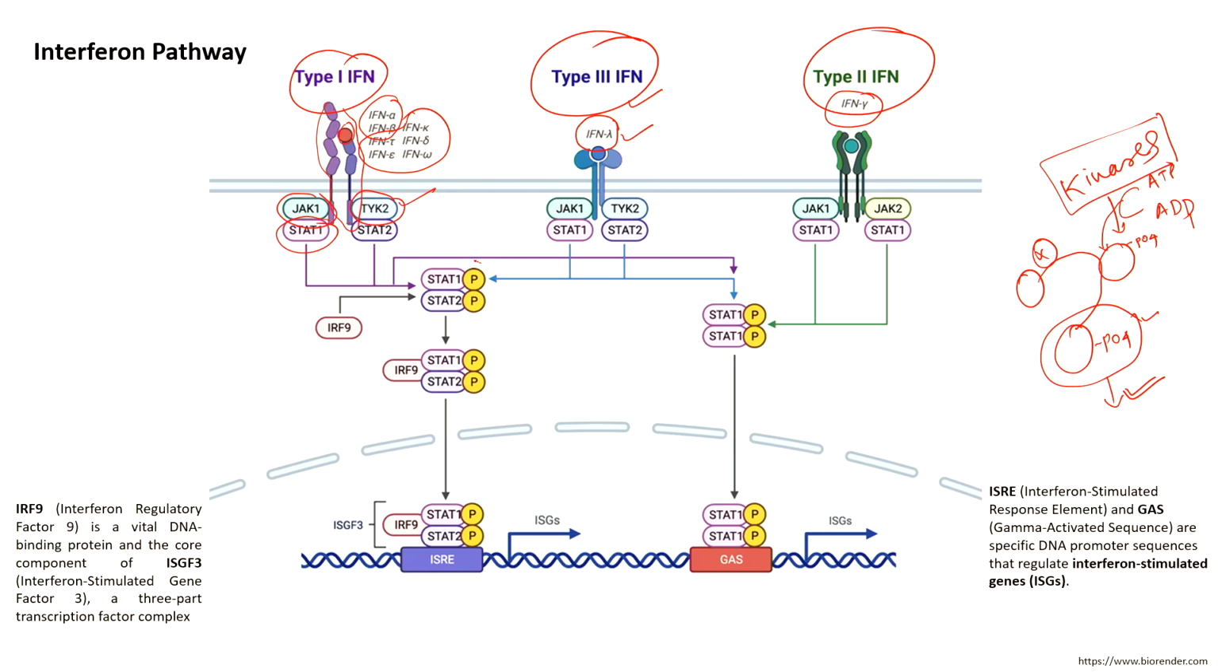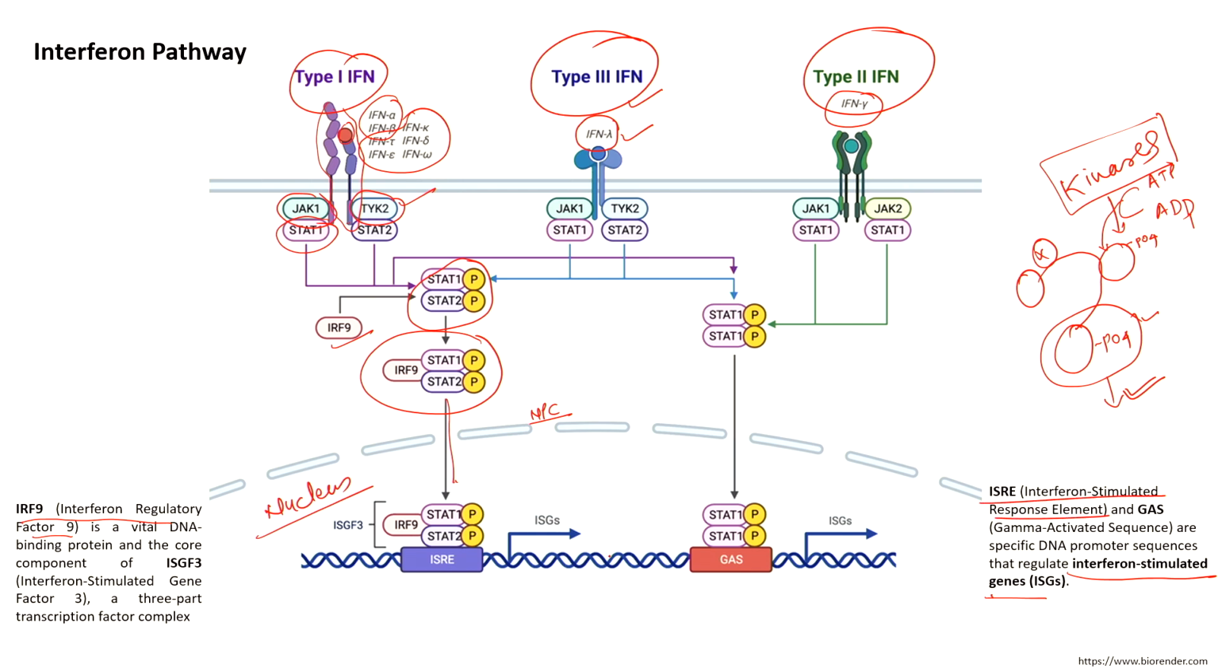Once they get phosphorylated, they can form a dimer, because once STAT1 and STAT2 become phosphorylated, they can form a dimer, and then together with interferon regulatory factor 9, which is listed here, they can bind and make a trimeric structure and go inside the nucleus. So this is the nucleus, and once they enter the nucleus through the nuclear pore complex, they will bind very specifically to the ISRE, the interferon stimulated response element.